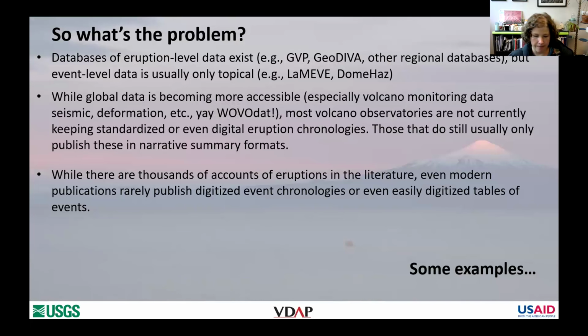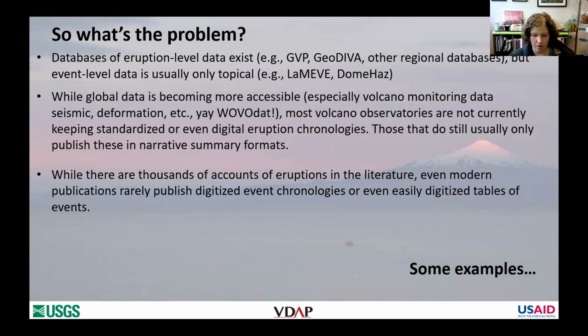So what's the problem? Databases of eruption level data exist. There's not really event level data other than a few topical databases. And while global monitoring data is becoming more accessible, like WOVODAT, as you heard, most volcano observatories are not currently keeping digital eruption chronologies. And those that do still usually just publish these in narrative formats. And while there's tons of accounts of eruptions in the literature, even modern publications rarely digitize these event chronologies or even publish easily digitizable tables.